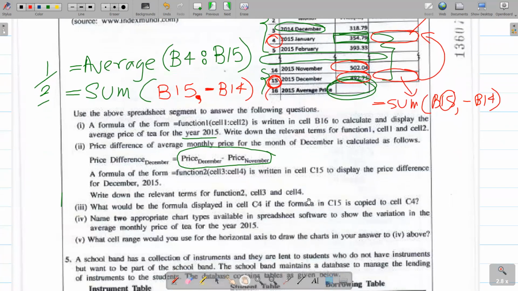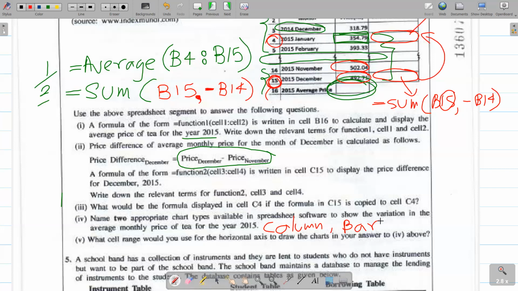And the fourth part is asking to name 2 appropriate chart types available in spreadsheet software which show the variations in the average monthly price of tea for the year 2015. So we can easily tell it, it's column chart and bar chart. The next part asks what cell range would you use for the horizontal axis to draw the chart in your answer above?